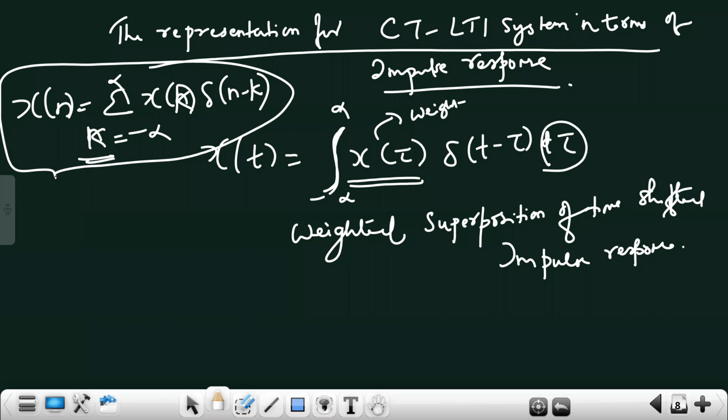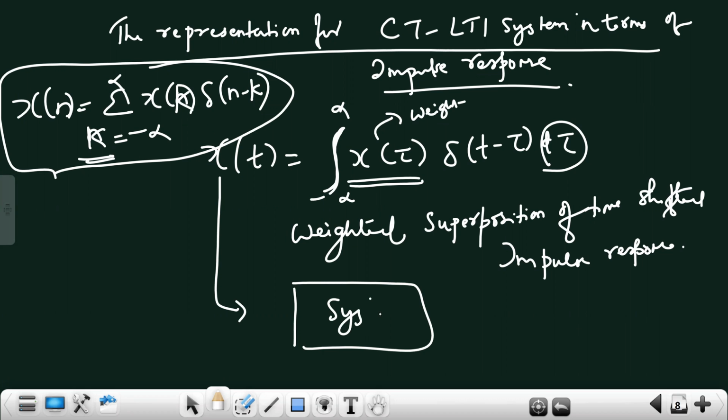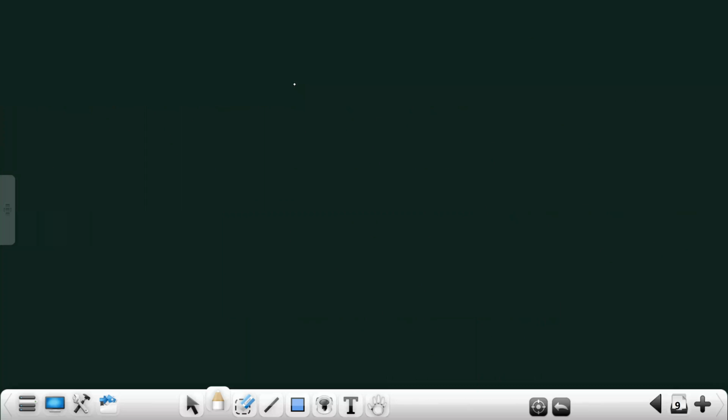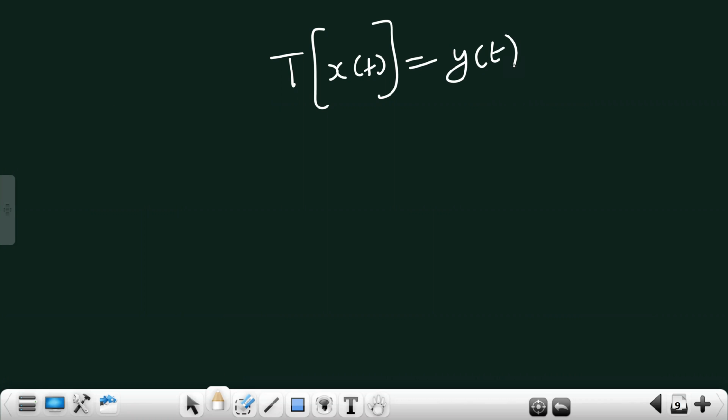Now, this input x of t you are giving to a system. So take a system. What kind of system is that? It is an LTI continuous time system. To this system, I will be giving an input x of t, and based upon the working of the system, you will get an output y of t. Isn't it? Now, this system will perform a task over the input x of t so that you will get an output y of t. So the transformation of x of t can be called y of t.